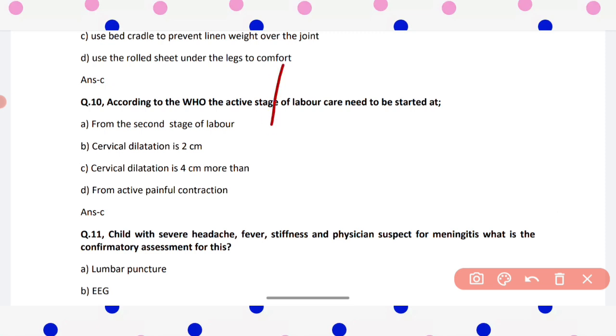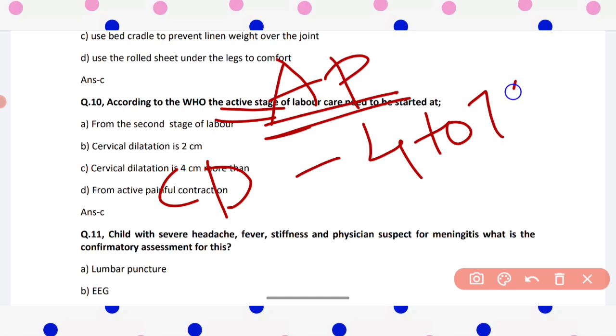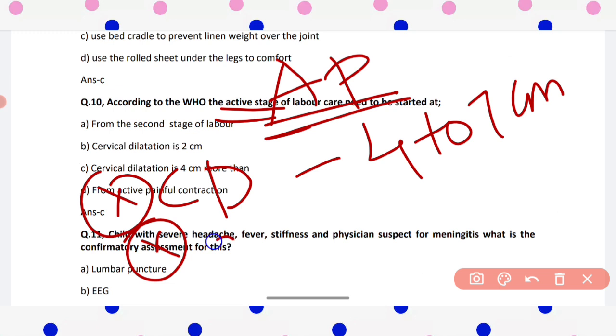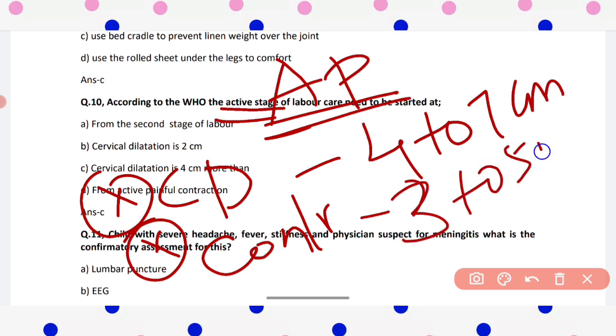Whereas if you come to the active phase, which is given in the question, right? So listen carefully. Here the cervical dilatation is 4 to 7 centimeter. This is the first golden point. And second one is contraction is more active, severe contraction is there. Fine. So what I am going to describe about the contraction now: the contraction is more frequent and it happens every 3 to 5 minutes.